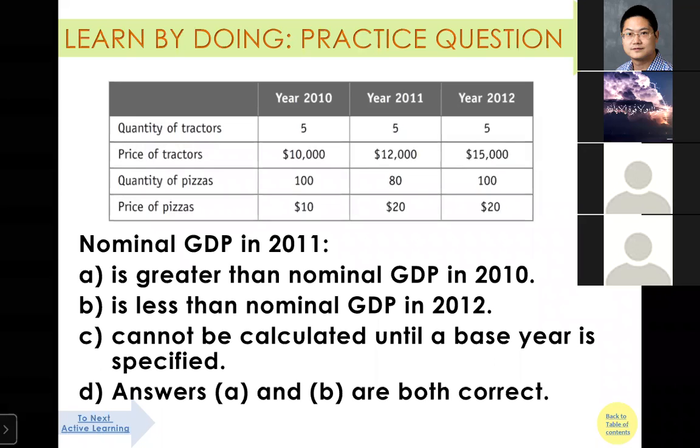Now let's look at some examples to understand how we calculate real versus nominal. In this economy, they produce two things, tractors and pizza. Those are the quantities, and those are the prices.